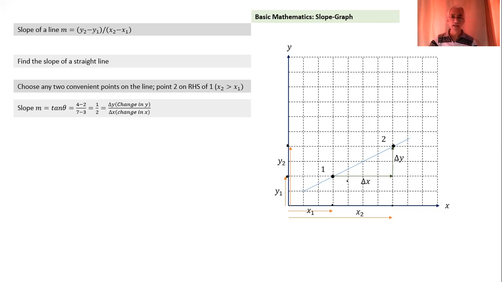Another way to visualize this: from the first point, you have drawn a horizontal line, and from the second point, you have drawn a vertical line. And this is the point of intersection here. You notice this particular point. The y coordinate of this point is the same as the y coordinate of point 1. And hence this becomes delta y. Delta y is y2 minus y1.